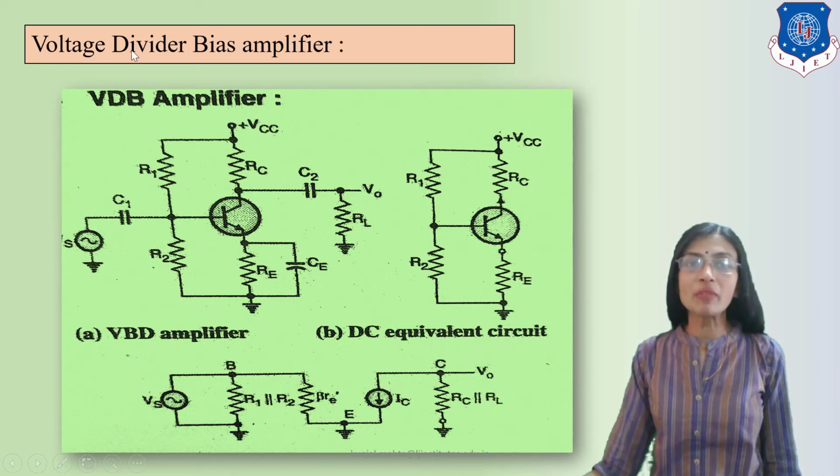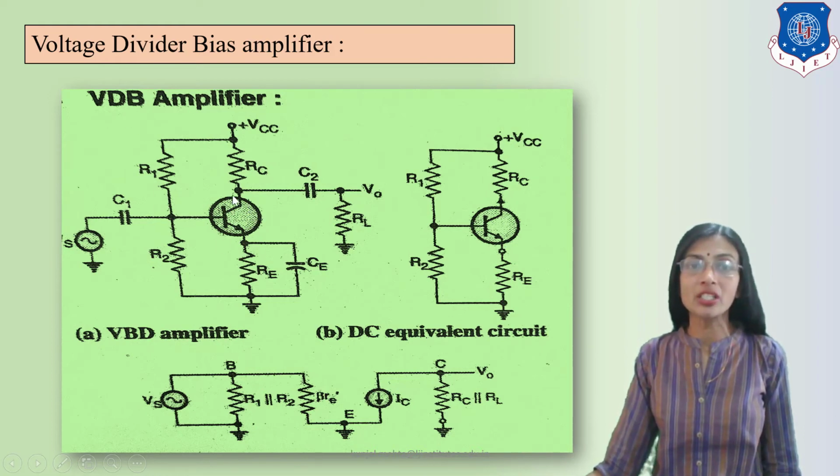Similarly, the voltage divider bias amplifier can be drawn using these two main topologies, one the DC equivalent circuit and the other the AC equivalent circuit. This is the basic VDB circuit. VDB, that is voltage divider bias. That means this is the BJT, bipolar junction transistor. The emitter is grounded through RE, the emitter resistance.